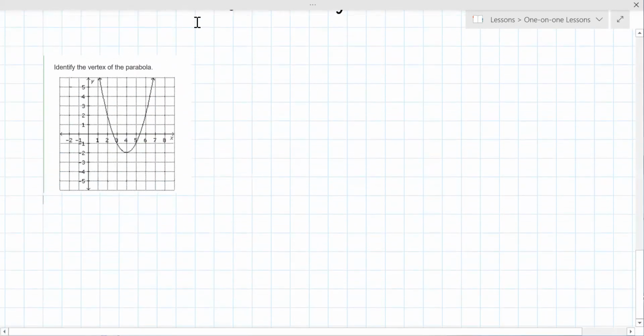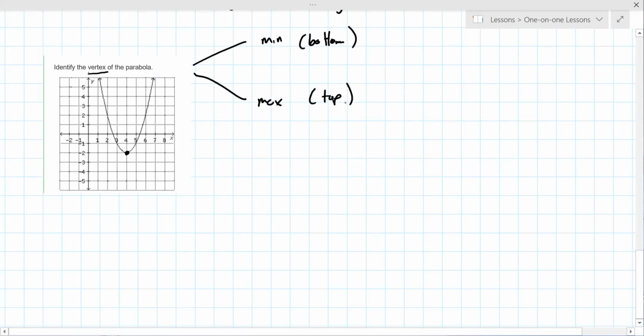Okay, next question here says identify the vertex of the parabola. The vertex is two things. It could be either the min, or the bottom, or the max, which is the top. This is the min, and we just need that ordered pair. That ordered pair is 4 to the right and then minus 2 down.